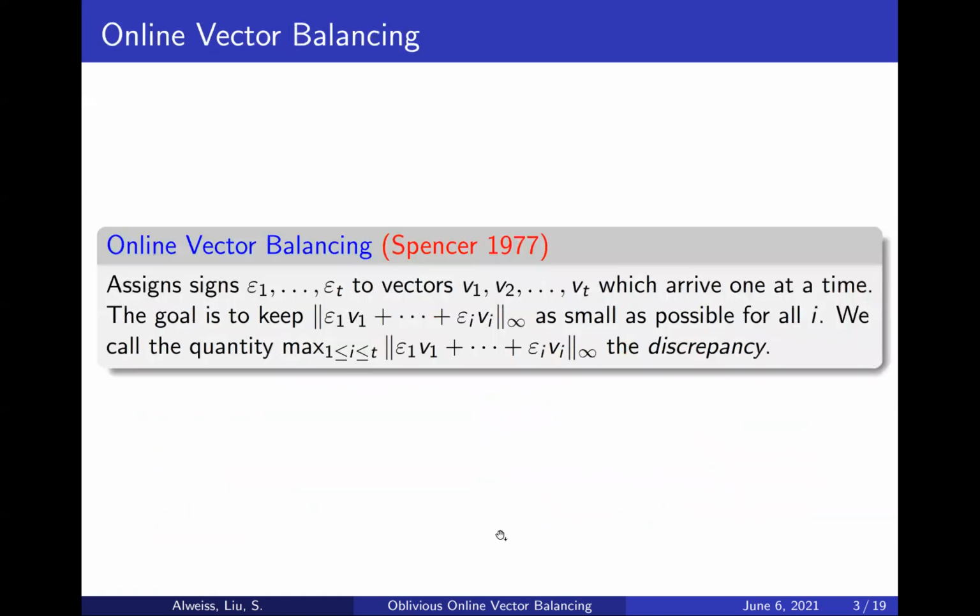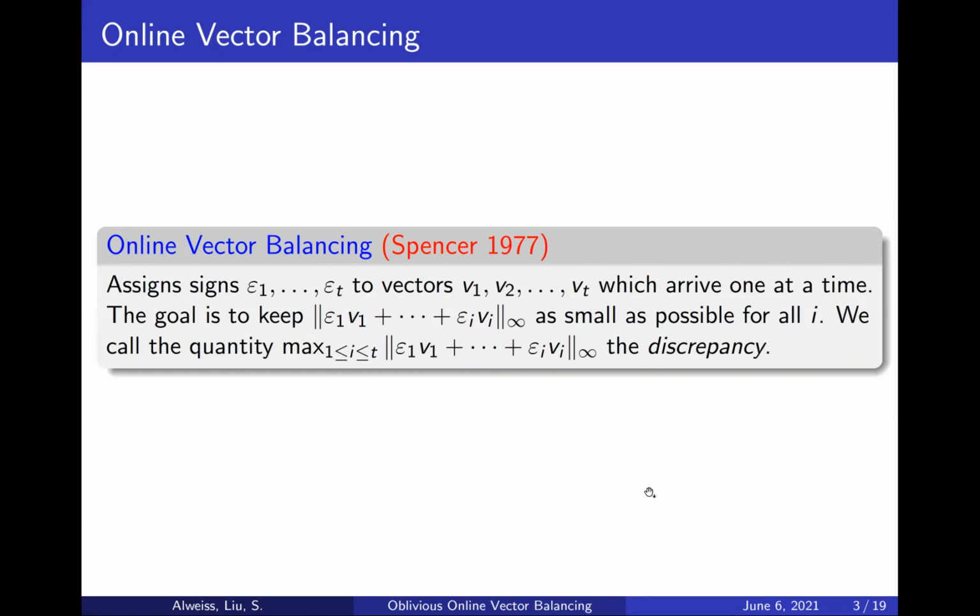The problem we'll be focusing on is online vector balancing. So in online vector balancing, instead of being presented with the vectors v1 through vt ahead of time, you're presented the vectors one at a time. So you're given v1, you assign a sign epsilon 1, and then you're presented the vector v2. And the goal is to maintain the L infinity norm of each of the partial sums being as small as possible. So you look at the maximum over all the partial sums of the L infinity norm, and we call that the discrepancy.